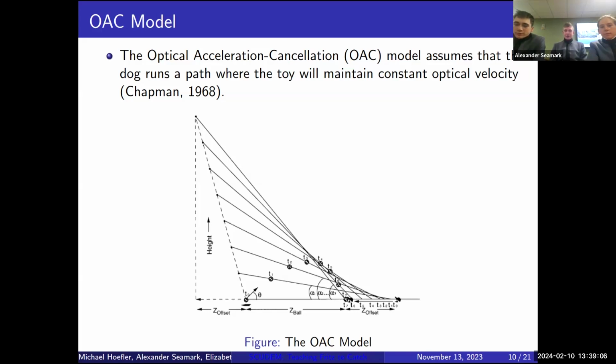So it basically assumes that the dog's going to run in a path where the treat will maintain constant optical velocity. What that means is that the treat or the ball is coming at the dog, and the dog is going to move forward or backwards so that the treat appears to have a constant optical velocity in the eyes of the dog. So it appears to be moving at the same rate, because scientists found that it's much harder for humans and dogs to catch something when it appears to be accelerating and decelerating.